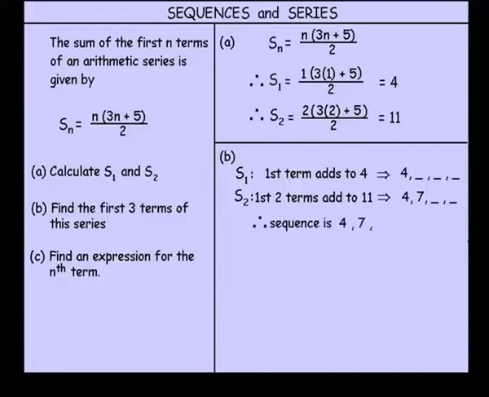Right, the question asked for the first 3 terms. So far we have 4 and 7. Well, we're given that it's arithmetic, which means it goes up by the same difference. Well, it's going up by 3, so the next term has got to be 10. So that's our first 3 terms of the sequence there.